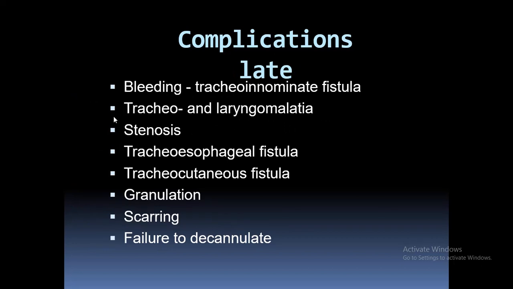What are the late complications? Include the bleeding, compression of the innominate artery and the tracheo-innominate fistula, then tracheomalacia, stenosis of the trachea and subglottic stenosis if you have injured the first tracheal ring during tracheostomy, tracheoesophageal fistula, tracheocutaneous fistula, granulation, scarring, and the failure to decannulate. All these are late complications of tracheostomy.